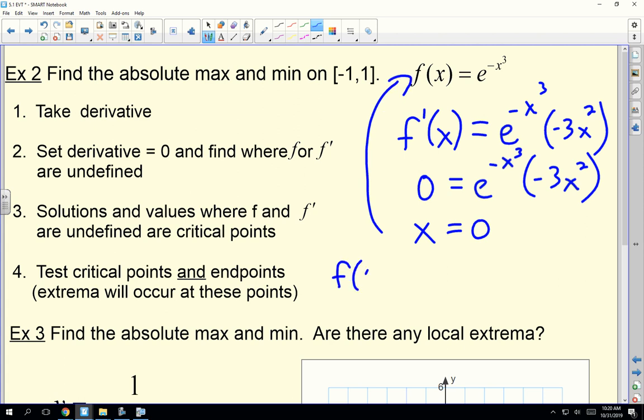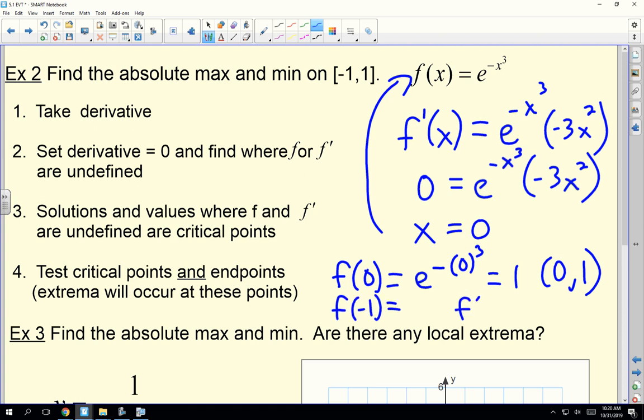So f of 0 equals e to the -0 cubed, which equals, just like our picture showed on the first function, 1. So we've got one coordinate is (0, 1). That's the one we got from the derivative. Okay, and then we've got 2 other points we've got to check: f of -1 and f of 1, because those are the endpoints of the interval.